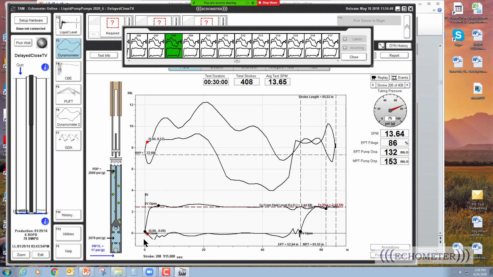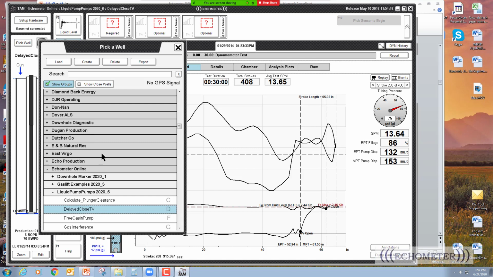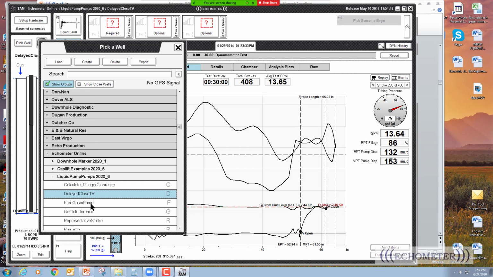That often can occur depending on how the pump fillage occurs also. Those reflected waves can cause you problems on your pump card. And then the next one, we talked about free gas in the pump. Well, that's the one that we use in all the examples.